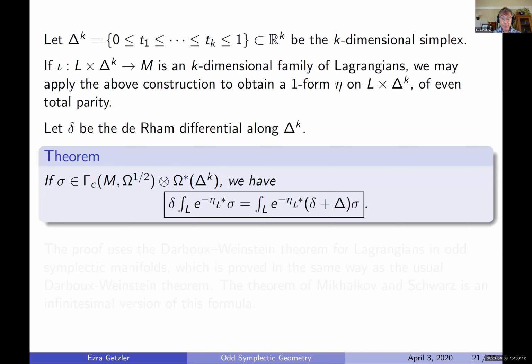So then our basic formula, which is a global, integrated version of the formula of Mikhalkov and Schwarz, is that if you have a family parameterized by differential forms on the K-simplex of sections of the half-form bundle, and you pull it back to this family of Lagrangians, then you should correct the integral by multiplying by e to the minus eta. And with that correction, we now have a chance of producing a trace.